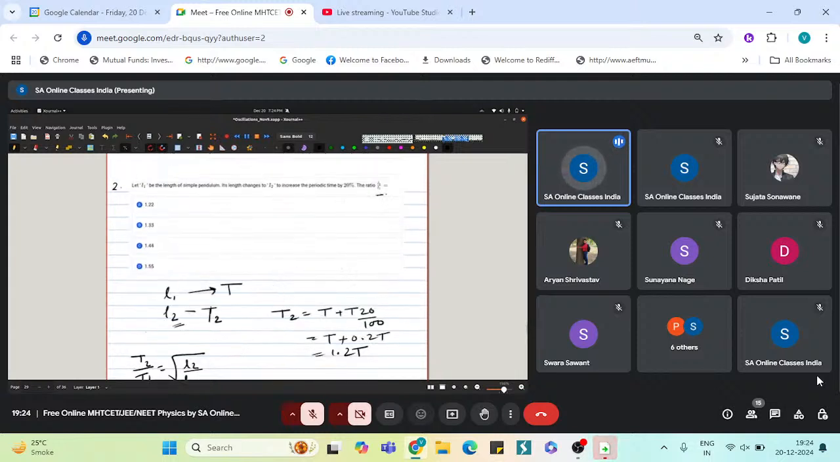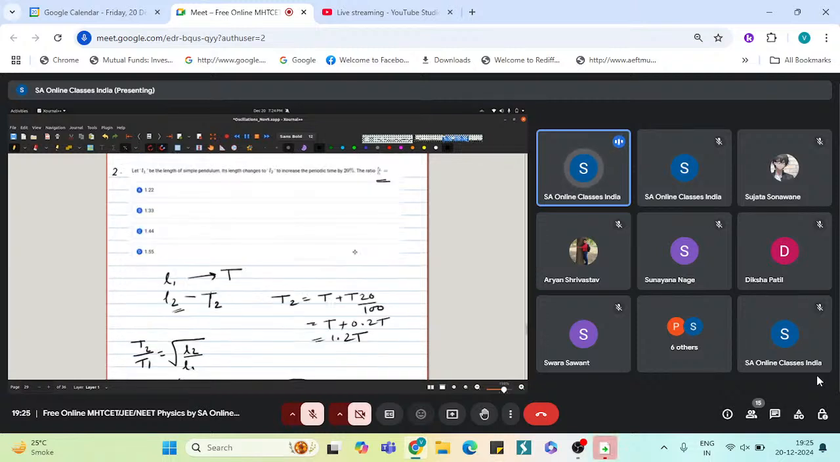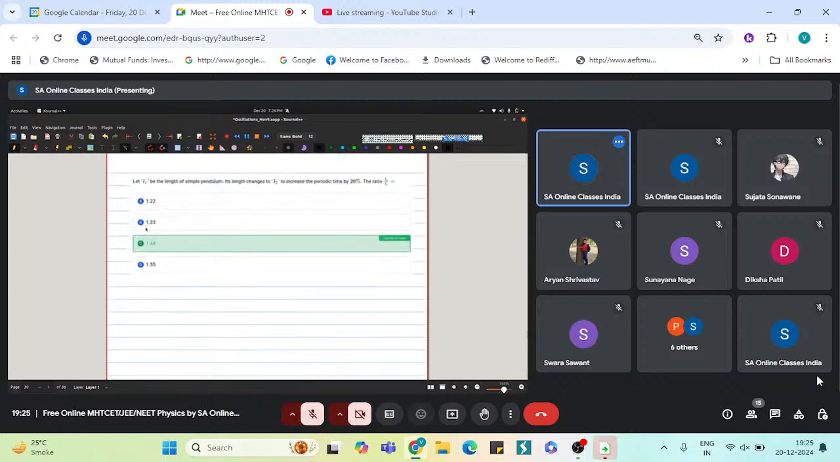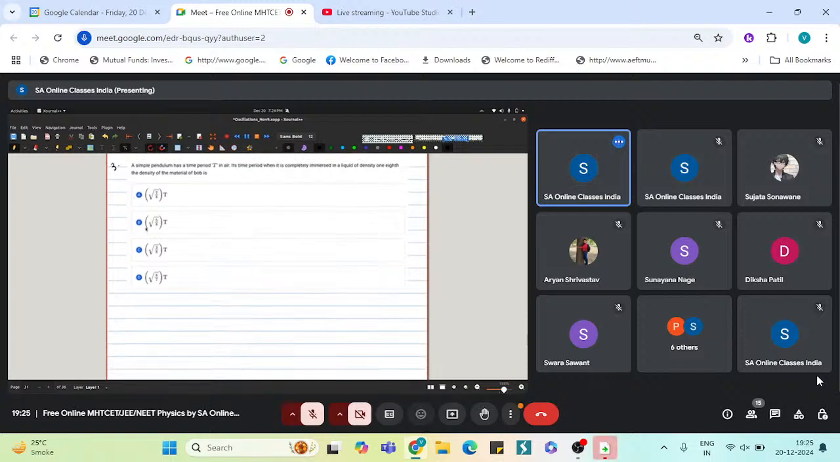So the ratio of L2 upon L1 that they have asked is just 1.44. So this is the answer. That is indeed correct. And this is, I think, a NEET question, NEET 2023 or 2024.